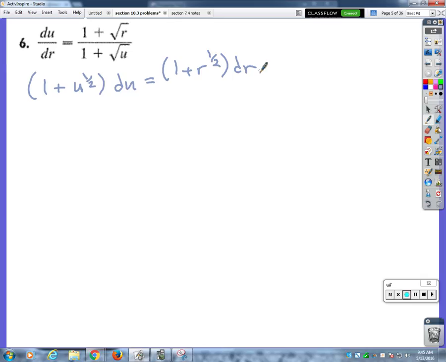And then antiderivative of both sides. Antiderivative of 1 is u, because there's a du right here. Plus antiderivative of u to the 1/2 is 2/3 u to the 3/2. Antiderivative of 1, now we have a dr, so that's going to be r. Plus, same dealio here, 2/3 r to the 3/2.